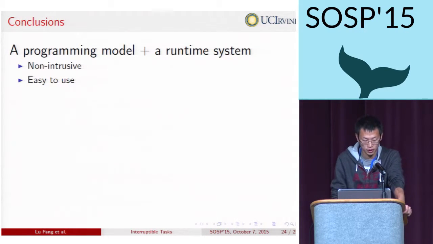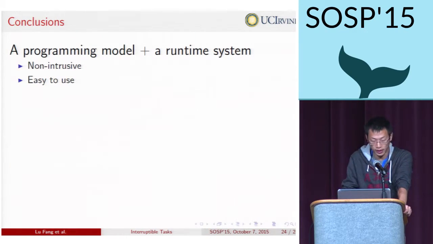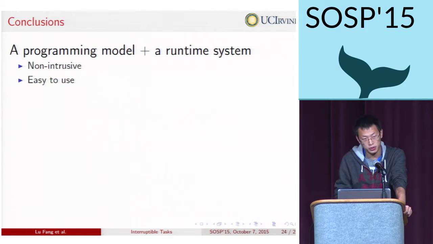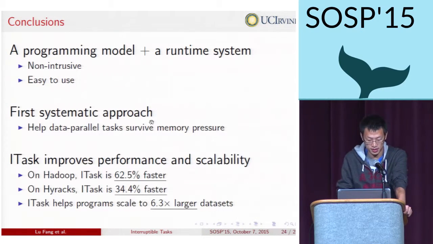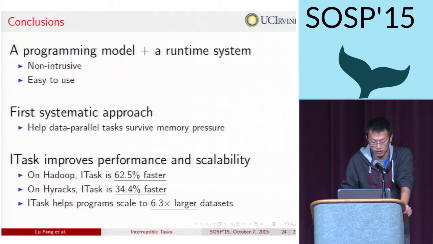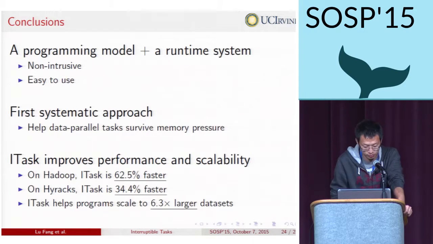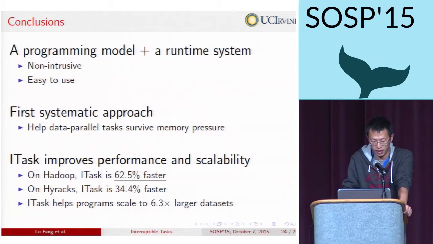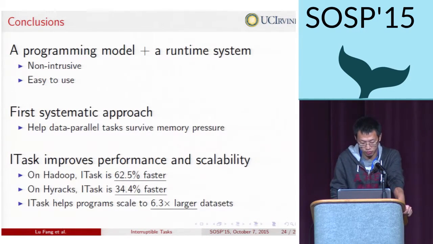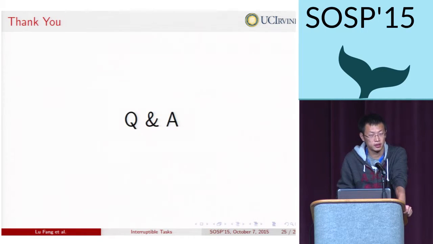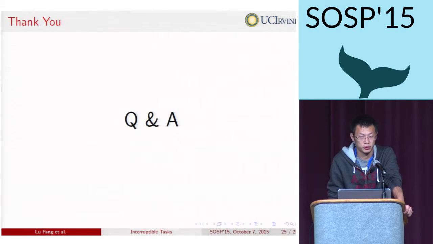To conclude, our approach is a programming model and a runtime system. It's very easy to use and very easy to apply on existing frameworks. Our itask system is the first systematic approach to help data-parallel system tasks survive memory pressure. And our itask can also provide better performance and scalability compared to the solutions recommended on the website. Thanks very much for the attention, and I'm happy to take questions.